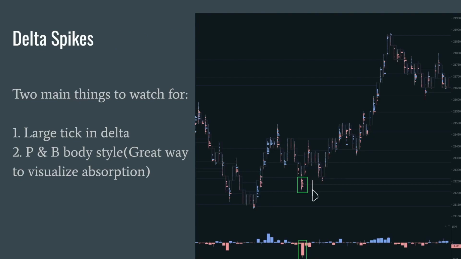Okay, so let's break down delta spikes. First off, let's point out that we're looking at delta bars. It starts by seeing a large uptick in delta that is significantly more extreme than the other candles that you're seeing. From there, we're looking for the P and B body styles because that's going to be a very obvious sign of absorption. So when we're looking to buy, we are looking for a large uptick in negative selling and a B style body, which is showing us that the bid is absorbing the aggressive selling. Alternatively, when you're looking to sell, you are looking for a P-style body, which would show you that the ask is absorbing.